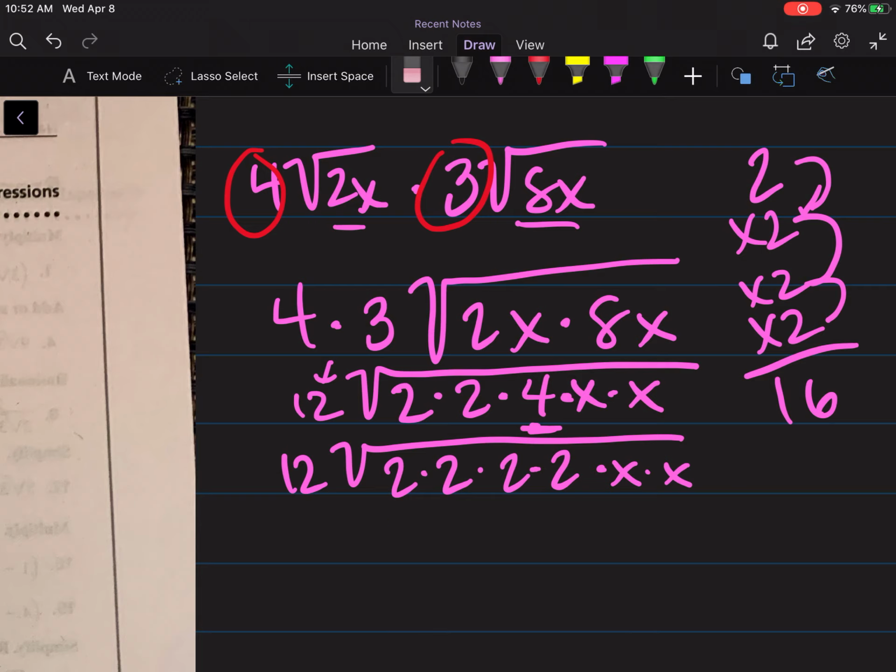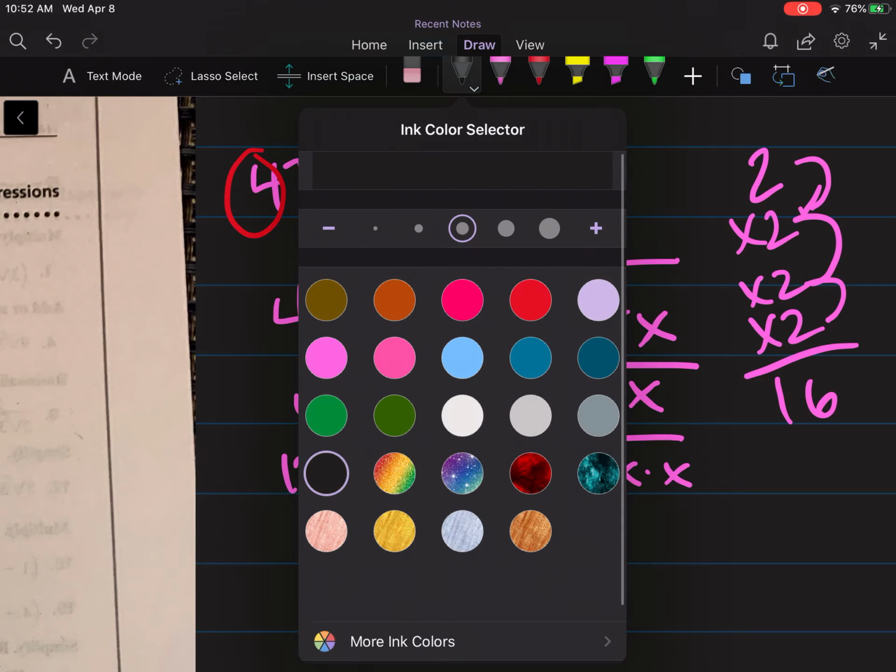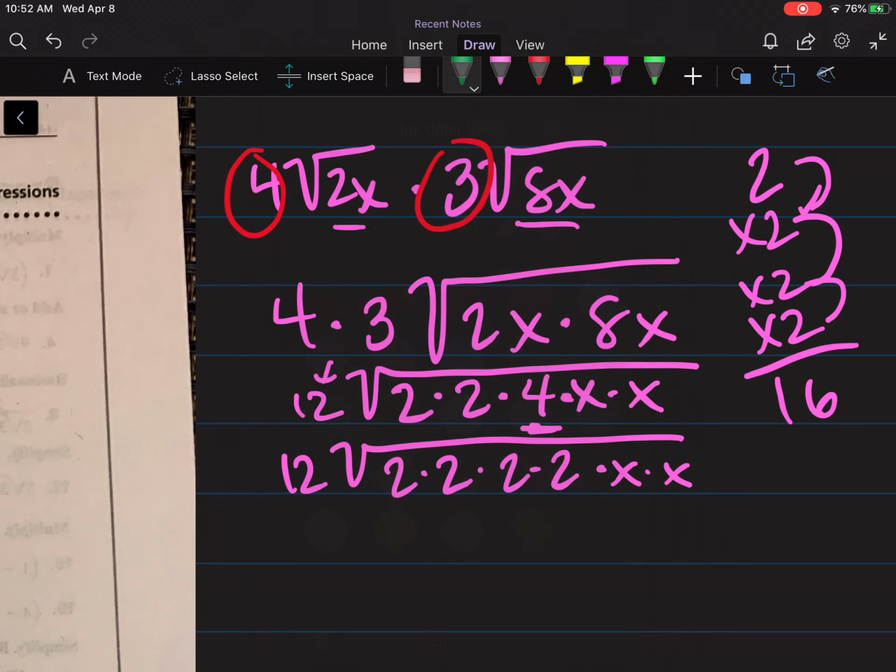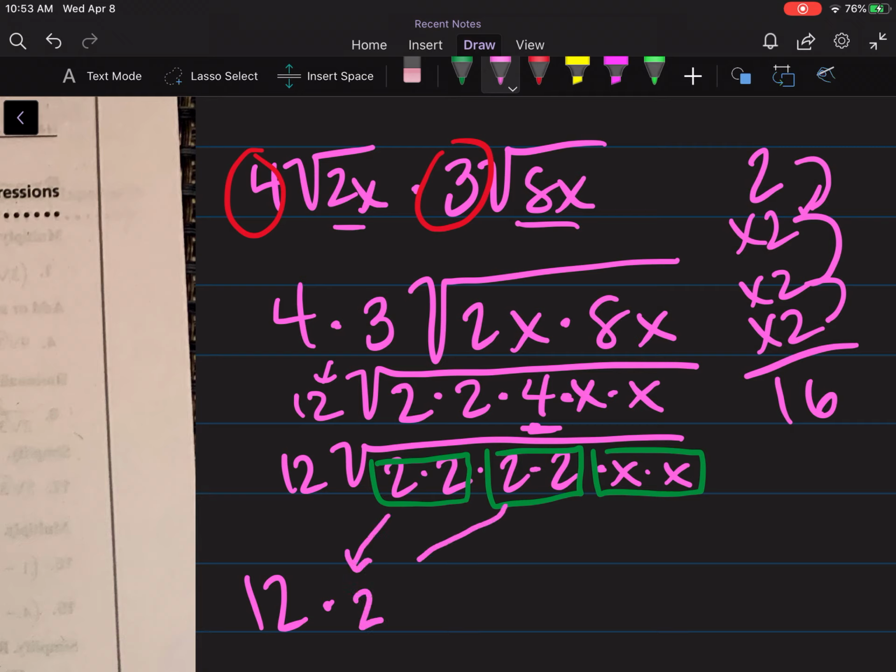Remember, we're looking for pairs. Let me change this color here. Go to the screen. So we're going to put boxed up our pair. So that's one pair of 2's. It's another pair of 2's. Oh, and this is another pair of x's. So on the outside, we could only write one of each. So we can write a 12. So let's write this first 2 there, second 2 there, and our x there.